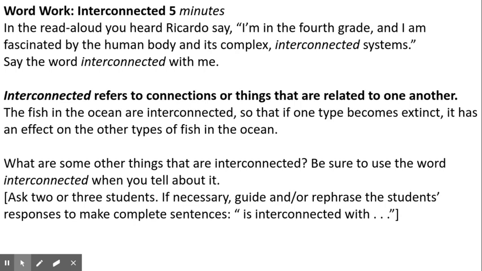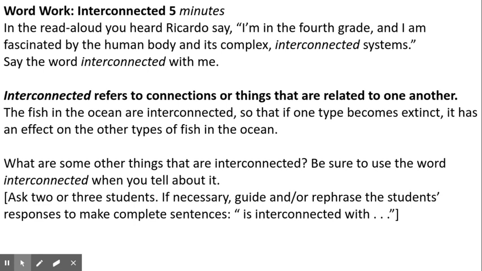Our word for today is interconnected. Say the word interconnected. In the read aloud, you heard Ricardo say, I'm in the 4th grade and I am fascinated by the human body and its complex interconnected systems. Interconnected refers to connections or things that are related to one another. The fish in the ocean are interconnected so that if one type becomes extinct, it has an effect on the other types of fish in the ocean.